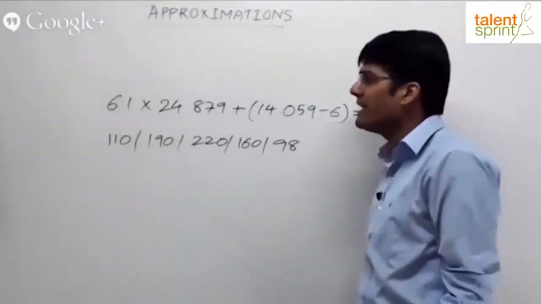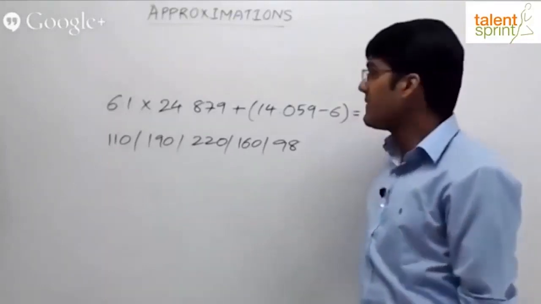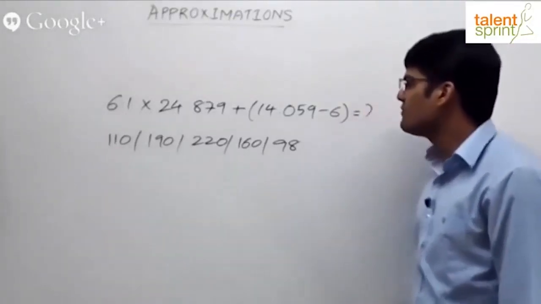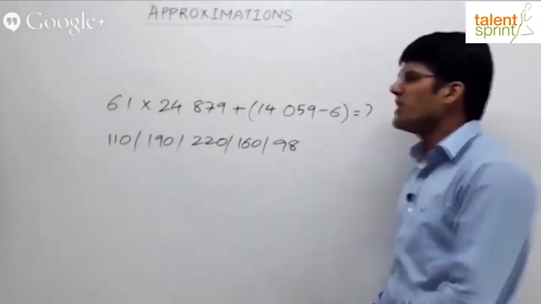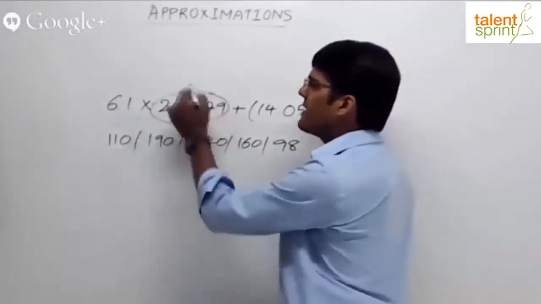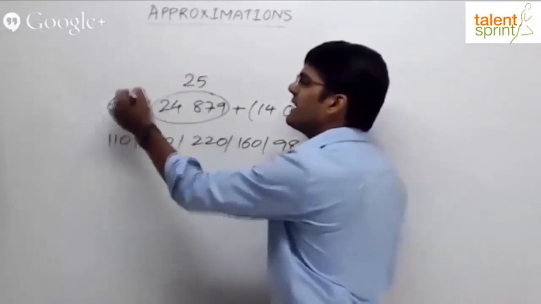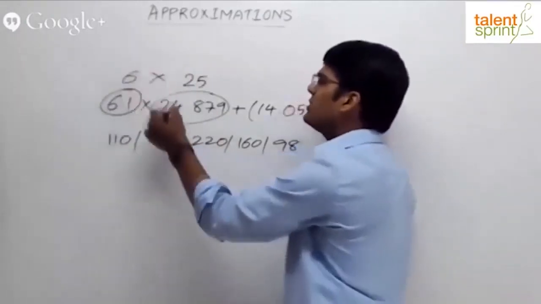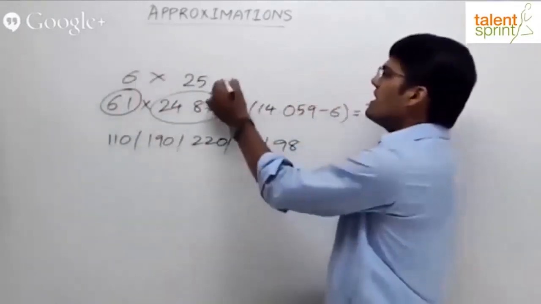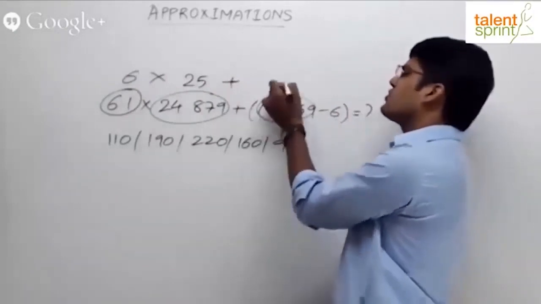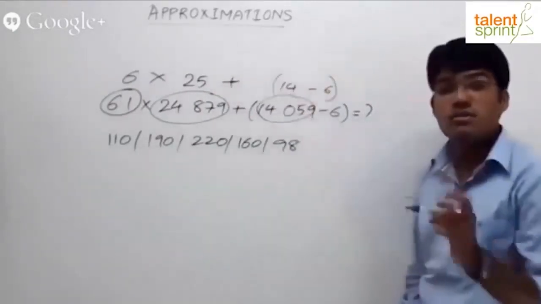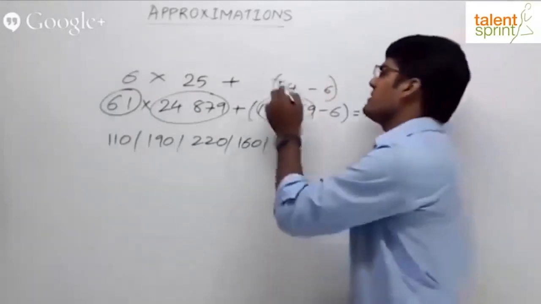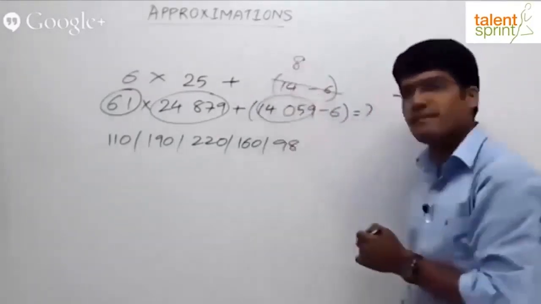6.1 into 24.879 plus 14.059 minus 6 equals what? What do you do? 24.879, shall we take it as 25 approximately? Yes. Can I take this 6.1 as 6? Yes. 6 into 25 plus 14.059, very close to 14, minus 6. Right? This is within the brackets. As per the rules, first simplify the bracketed part. So this becomes 8. 14 minus 6 is 8.